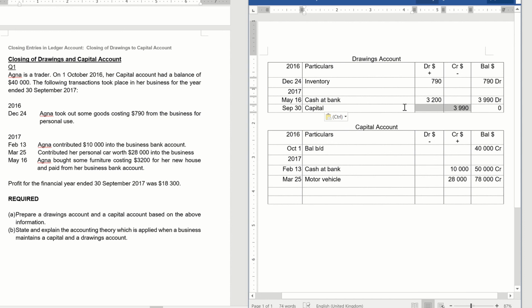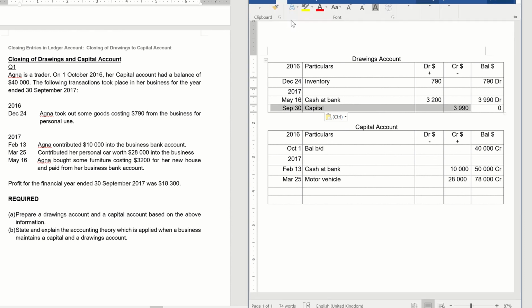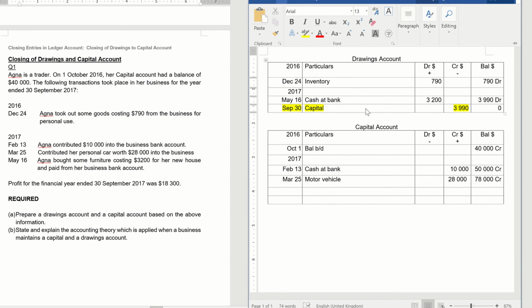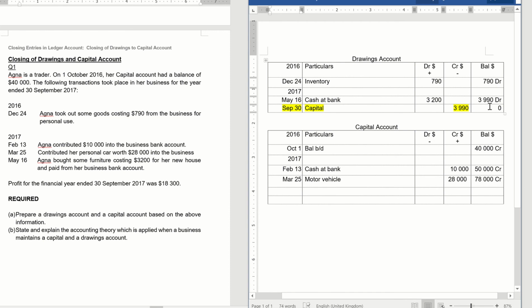Okay, so this is what you are learning for today's session. So drawings will then be closed, becomes 0. So the next accounting period, this account will be reset again. So what do we need to do with this 3,990? You have to transfer them to your capital account.